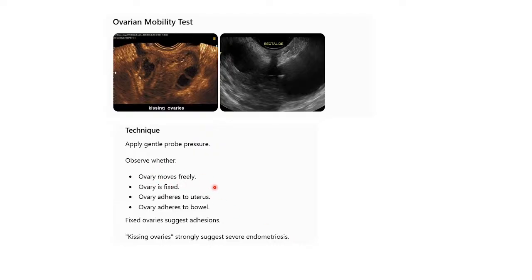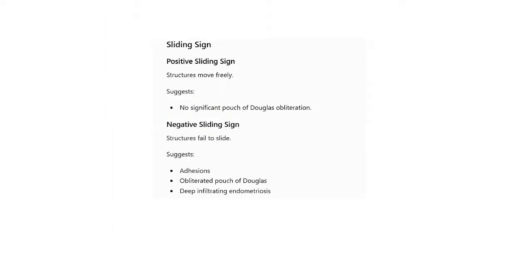So you must observe the ovary again. Does it move freely? Is it fixed? Does the ovary adhere to the uterus, or adhere to the bowels? Fixed ovaries suggest adhesions. Kissing ovaries are strongly suggestive of severe endometriosis.